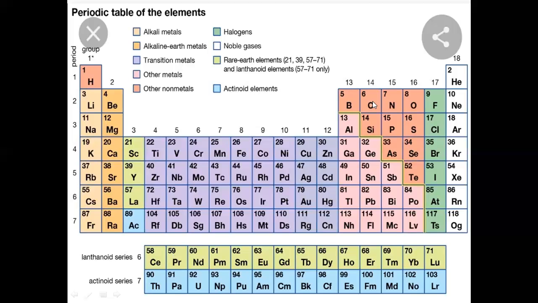Group number 4 is also called carbon family. Then nitrogen family. Group number 6 oxygen family. Group number 7 fluorine family. Like the first element can also decide the family of the periodic table. But that classification we rarely use.